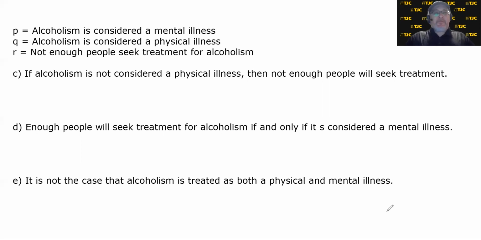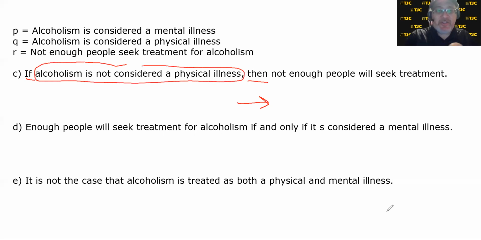Let's go to C. If alcoholism is not considered a physical illness, then not enough people will seek treatment. Where's the connective? This is the split connective. It's the phrase if then. And the symbol for the conditional, an arrow pointing to the right. On the left side of the arrow is the simple statement following the word if. So let's go ahead and translate that. How would we translate alcoholism is not considered a physical illness into symbols? Well, it's almost Q, except it's negation. It's the negation of Q.